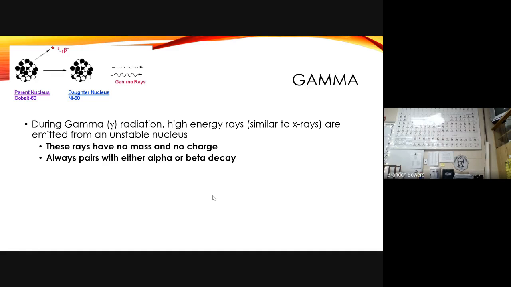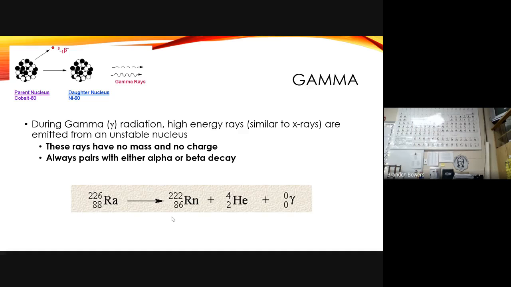Aiden, what element's 28 on the periodic table? What's the symbol? Ni. Beautiful. And that's what a gamma looks like. Gamma doesn't add anything. It's just kind of there. Okay? That's what gamma looks like. Here, gamma is paired up with an alpha particle. How cool is that? Just another example. Cool. Any questions on gamma?